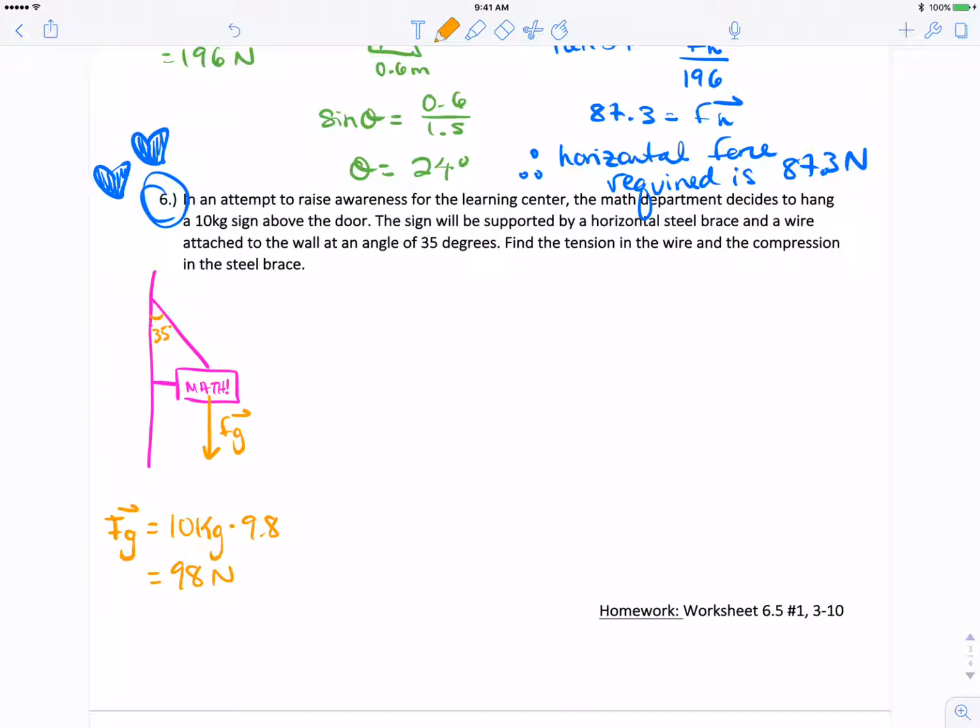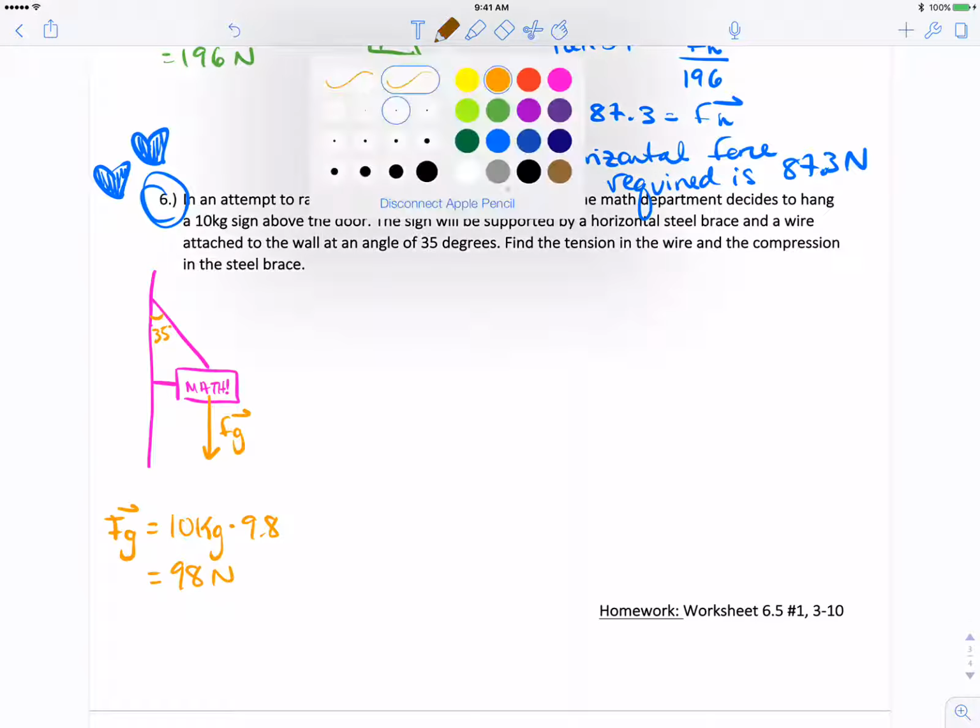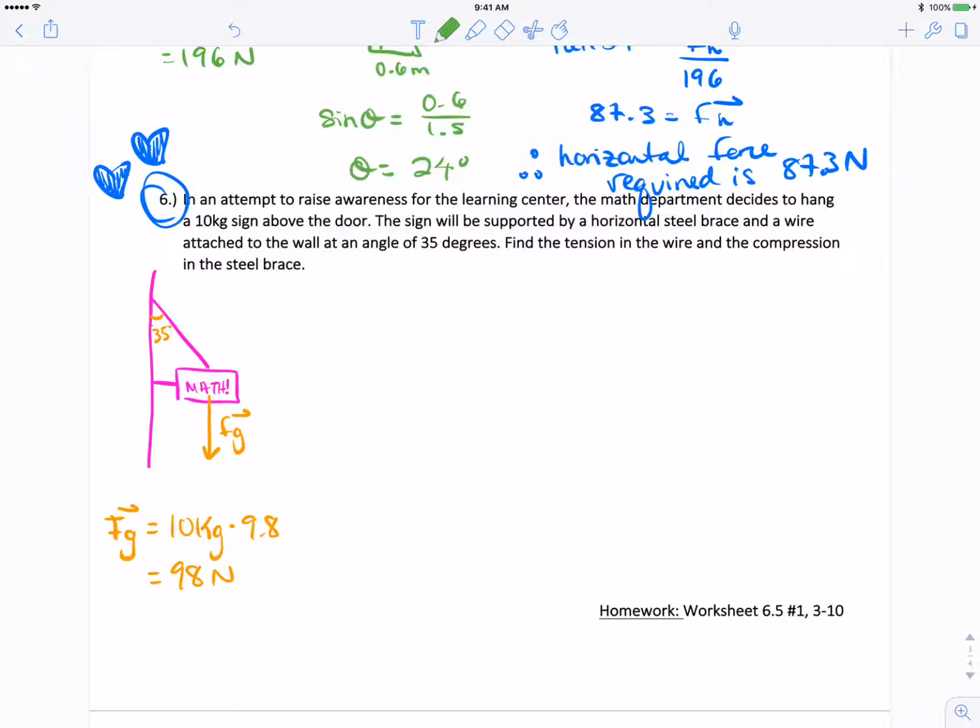Where's the tension in the wire going? Towards the wall? Beautiful. I can see you motioning with your hands. So here is my tension, that's my F of T. There's another force here called a compression force, and it goes from the wall towards the sign. If you can't remember this part, just remember it's going in the opposite direction of the tension.